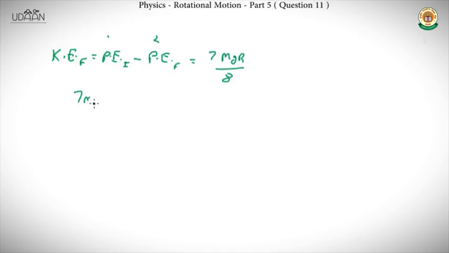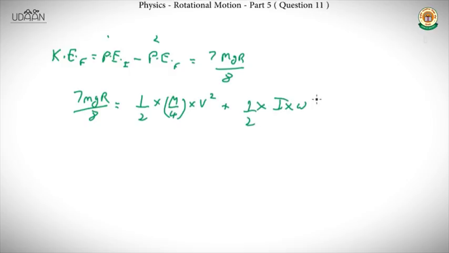So 7 mgr by 8 will be equal to half into the mass of the moving part, which is m by 4, into v square, which is the velocity of the center of mass, plus half into I into omega square. Again, the I will be the moment of inertia only of the part which is rolling.